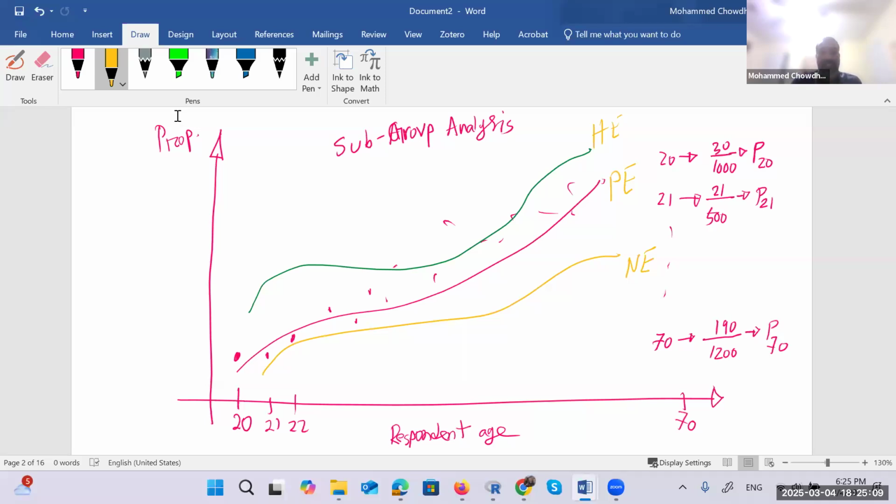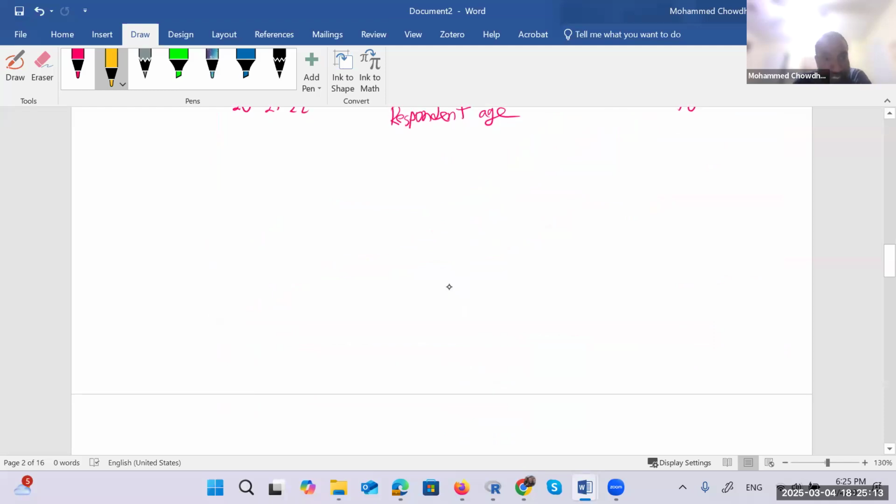So you have to split your data. You remember you have data. Suppose your data is D1. Now you have to create D2 data, splitting D1 by respondent current age, RCA. Then you will get data.